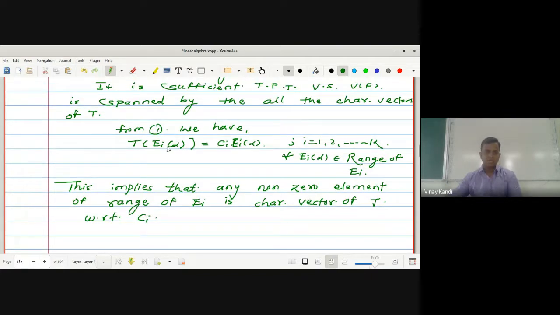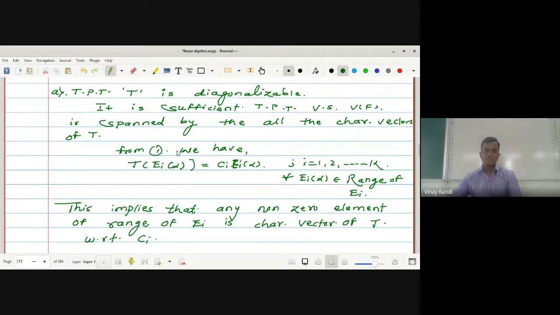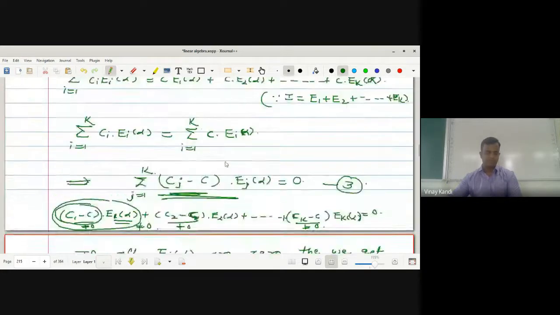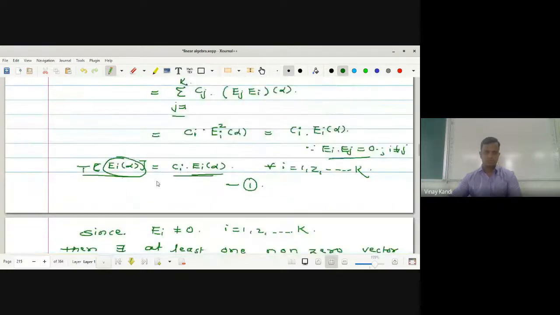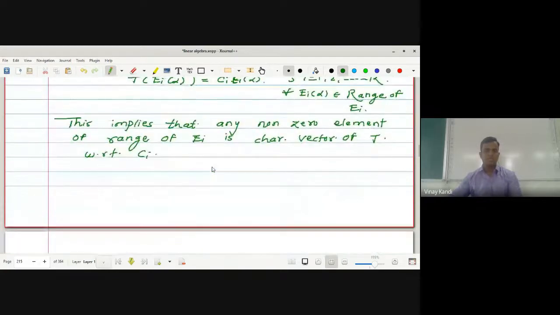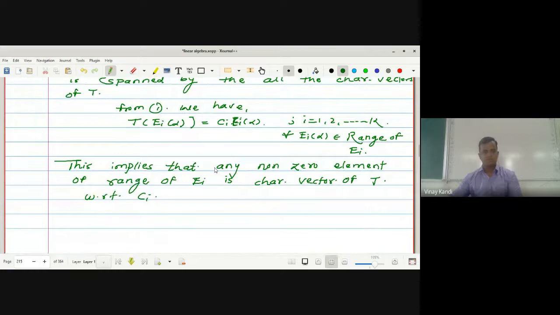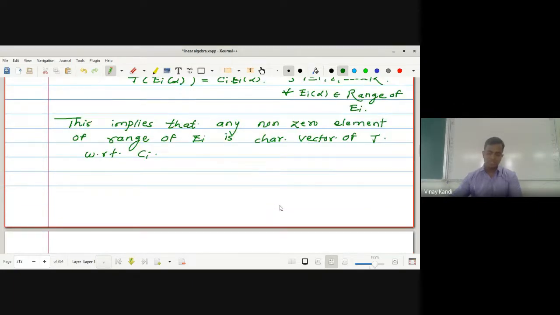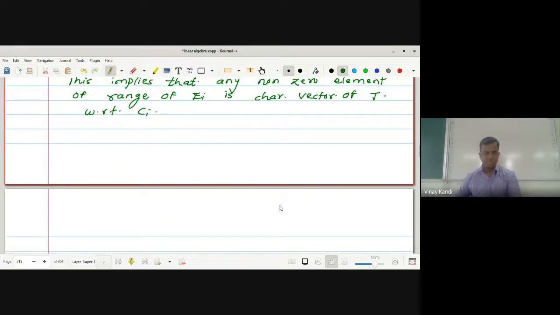Where did this come from, did you understand? From 1 we have T of Ei of alpha is equal to ci times Ei of alpha. Did you forget everything? T of Ei of alpha is equal to ci times Ei of alpha. So Ei of alpha, any vector belonging to the range of Ei, is a characteristic vector. So any non-zero element of the range of Ei is a characteristic vector of T with respect to ci. Recall all the statements we have seen so far; it seems you might have forgotten.